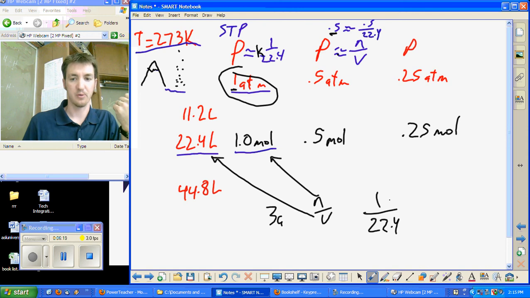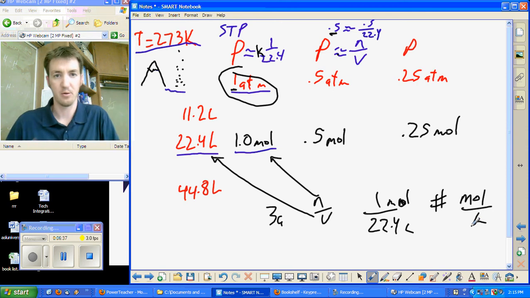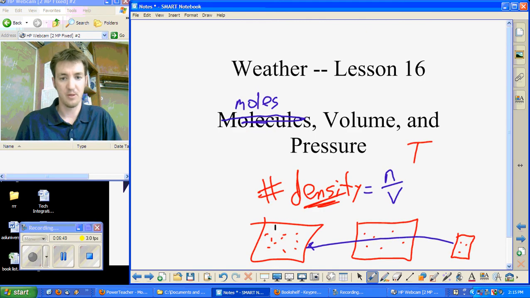Units, though, have to still exist. Since that's moles, and that's liters, whatever number you get when you answer that, that's how many moles per liter. Moles per liter means for every liter of gas I have that many moles inside. That's just the number density. If I had a high number density, that means I have more moles in the same volume. So if we look back at our original picture, this would have a high number density, this would have a low. If this is 1 liter and this is 1 liter, this one has more moles inside it.